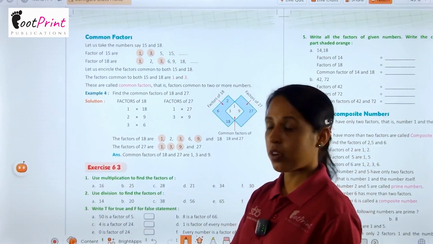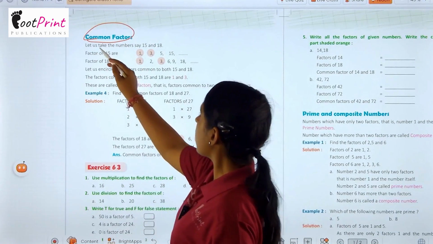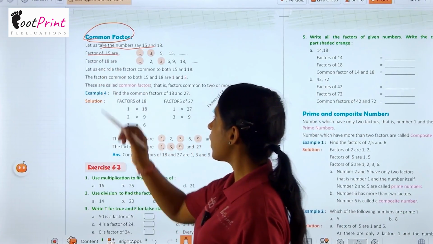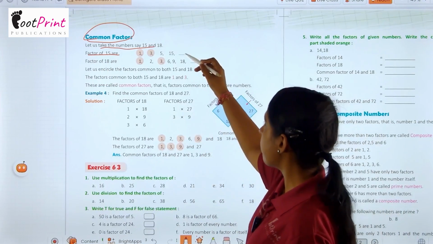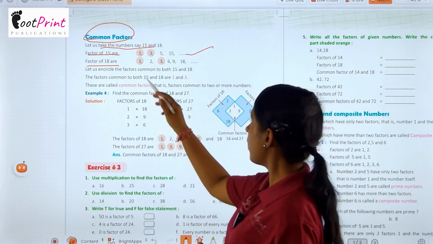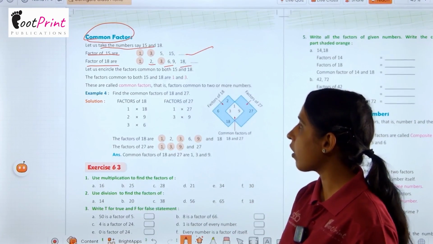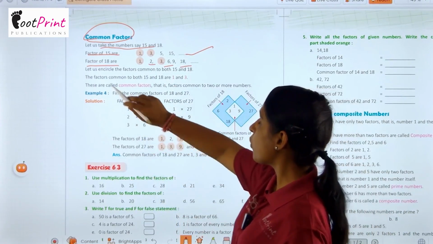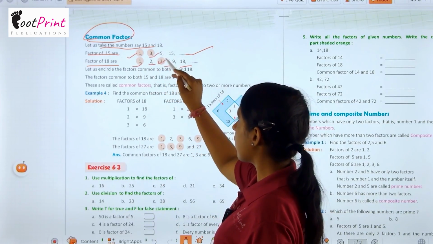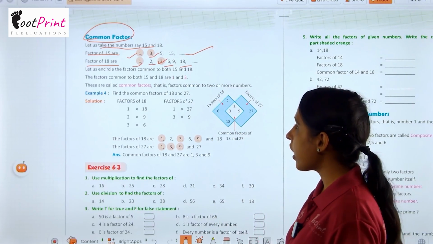So now we have to learn how to find out common factors of any number. So let us take the number, say 15 and 18, and factors of 15 are 1, 3, 5, 15. Okay, and factors of 18 are 1, 2, 3, 6, 9 and 18. Now we have to find out the number that comes in both of the factor of 15 and 18. So here 1 and 3. So 1 और 3 क्या है, दोनों के फैक्टर हैं, 15 के भी और 18 के भी.